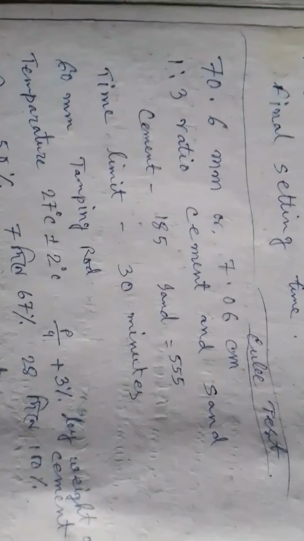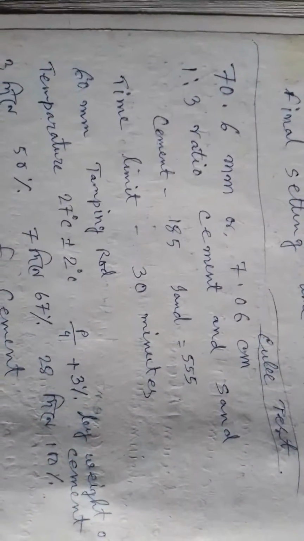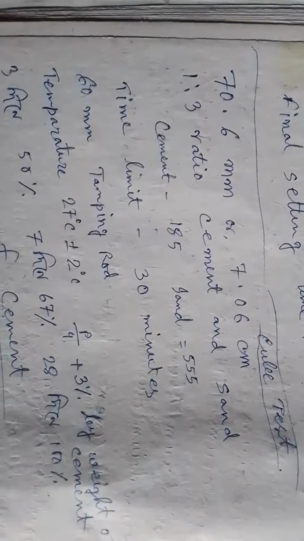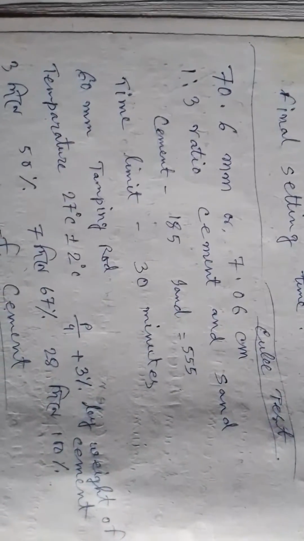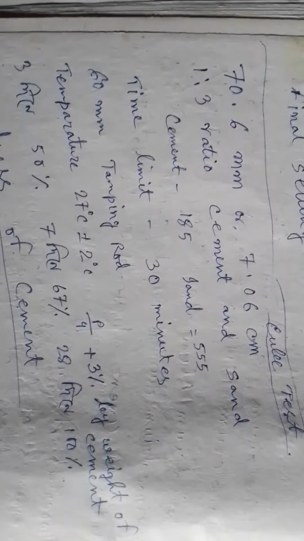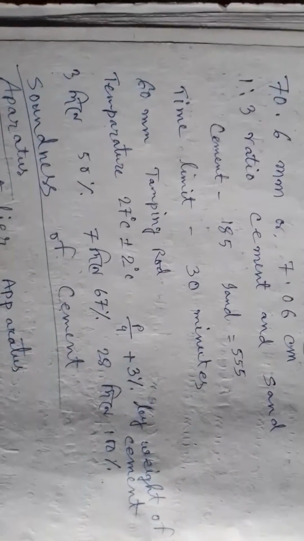The last test of cement is compressive strength of cement. A 7.06 cm cube size is taken. Cement and sand are taken in a 1:3 ratio: cement 185, sand 555. The mixing time is 30 minutes, with a 16 mm diameter tamping rod.